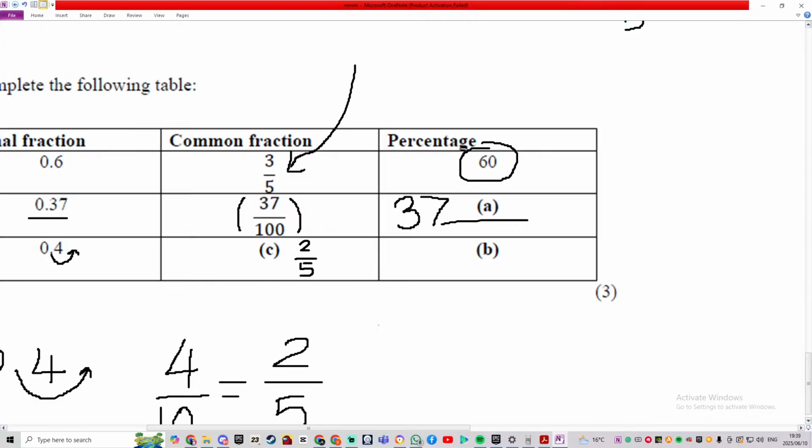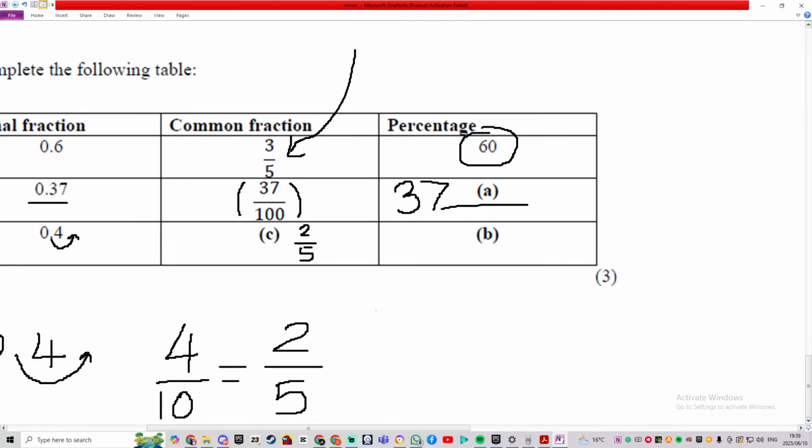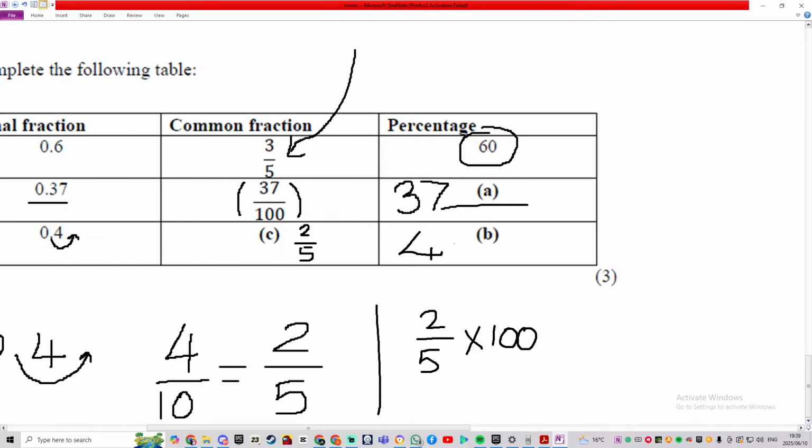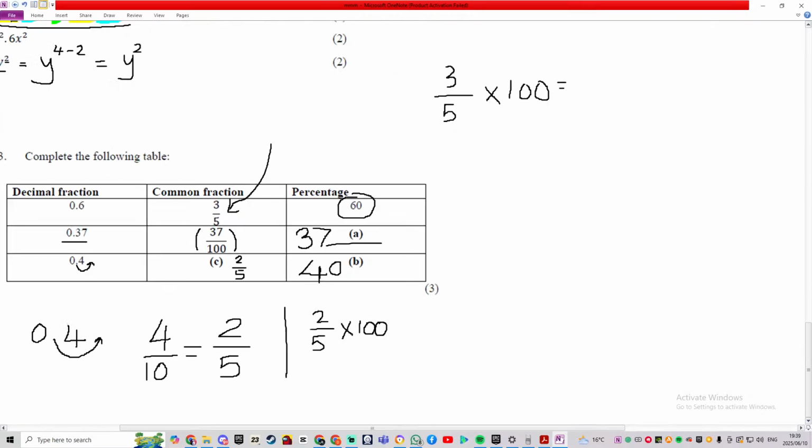Then to convert that 2 over 5 to a percentage, again we follow the same rule that we followed here. We say 2 over 5, multiply that by 100 to get our percentage. You take a fraction as it is and you just multiply it by 100. So you say 2 over 5 multiply by 100. You see there? That's equal to 40. Those are the answers over there, converting from decimal fraction to common fraction to percentage.